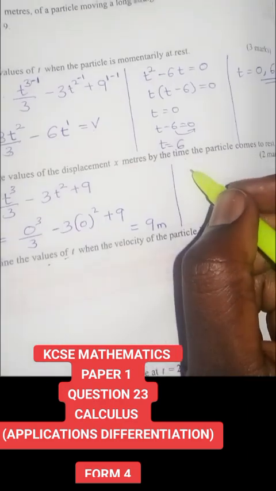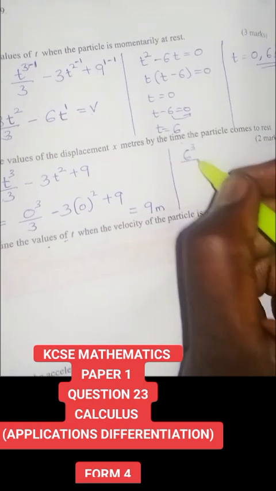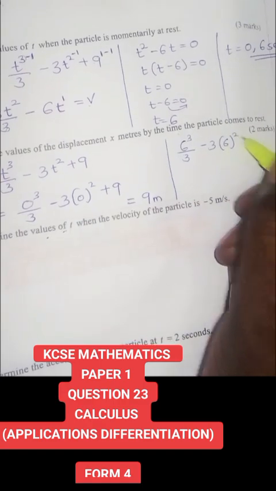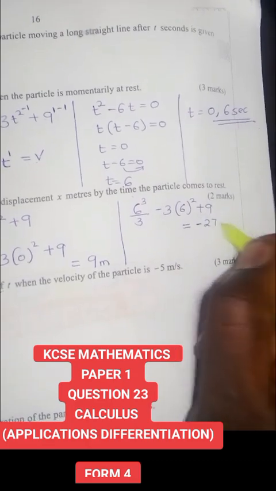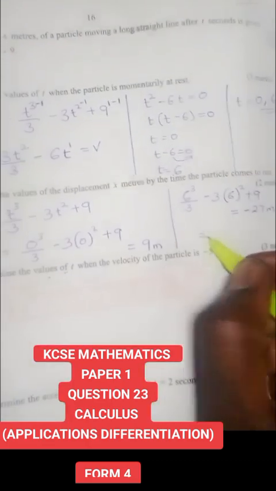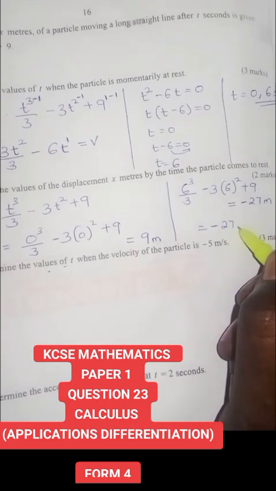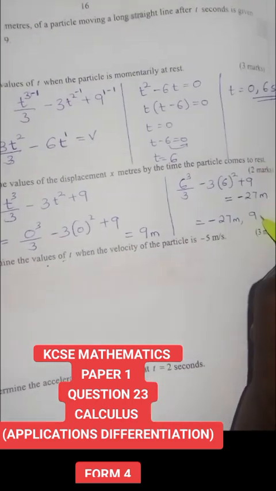But it is displacement, the same as distance, in meters. Now the second part, I'm going to say 6 cubed over 3 minus 3 into 6 squared plus 9. There, if I use the calculator, you get the answer as negative 27, because it is displacement in meters. So the value of the displacement, therefore, is negative 27 meters and 9 meters.